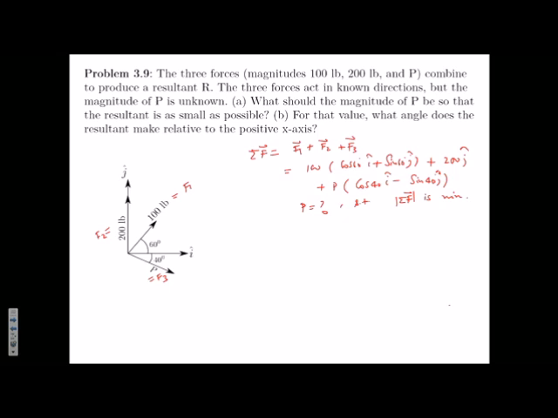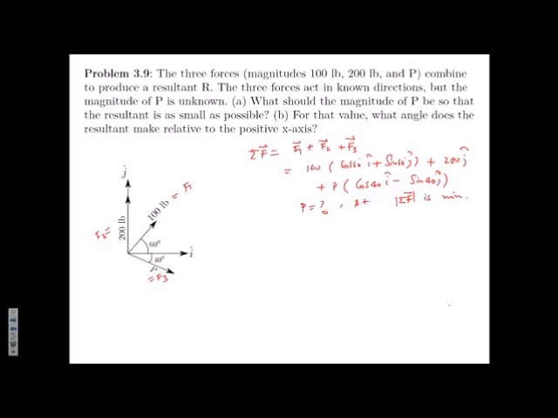Anybody else? Well, it turns out that P being 0 will not give you the lowest resultant, because these are not scalar quantities. These are vector quantities. With vector quantities, direction is also important. So you have to worry about that as well.